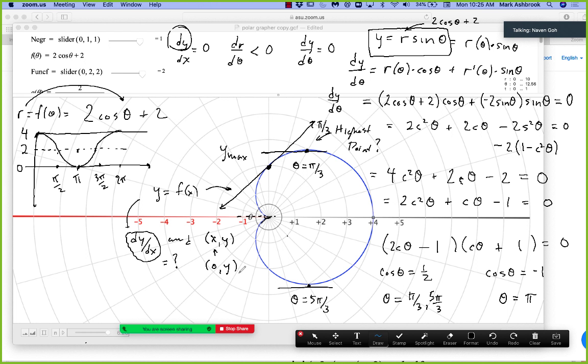Do you do dy/d theta divided by dx/d theta? Yeah, good. So we saw this with parametric equations, right? dy/dt over dx/dt. Well, now we can do dy/d theta over dx/d theta. We already have dy/d theta. That was right here, 2 cosine squared plus 2 cosine minus 2 sine squared. So how would we get dx/d theta?